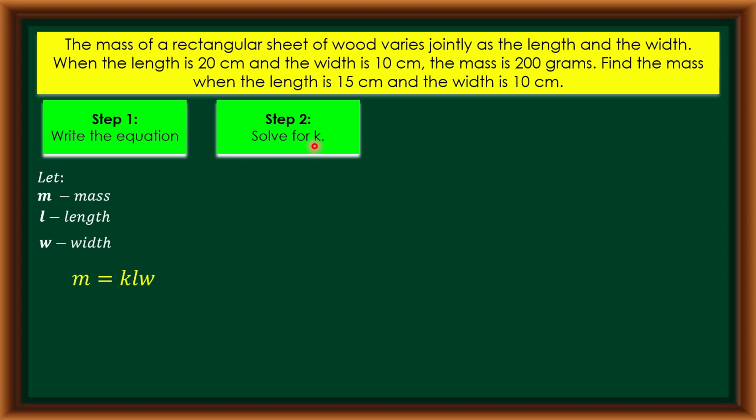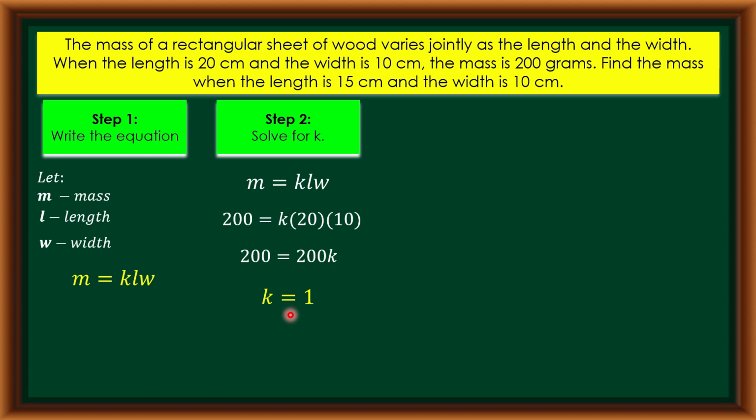So using M is equal to K times L times W, let us substitute 20 cm for the length, 10 cm for the width, and 200 grams for the mass. Therefore, we have 200 is equal to K times 20 times 10. And 20 times 10 times K is equal to 200K. Therefore, we have 200 is equal to 200K. So to isolate K here, let us divide both sides by 200. Therefore, our K is equal to 1.